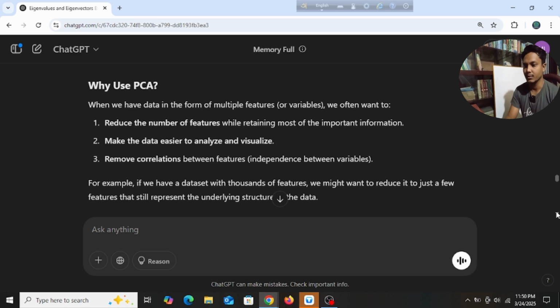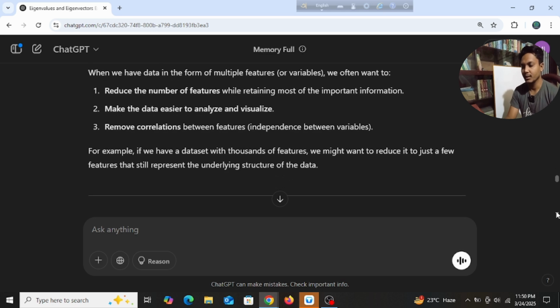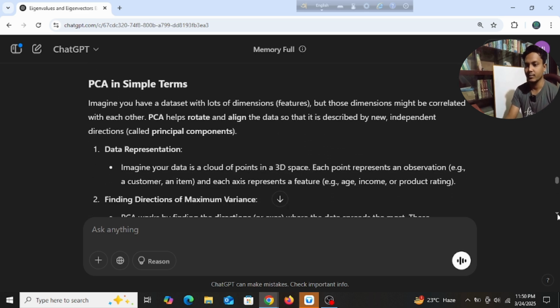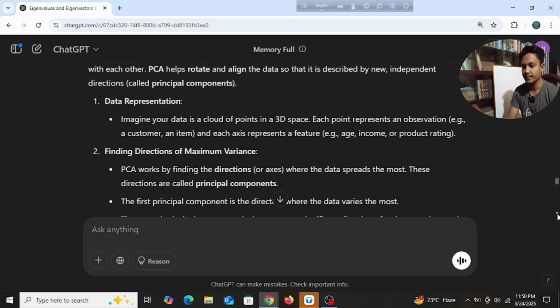You can see here, when you have data in the form of multiple features, reduce the number of features while retaining most of the important information, make the data easier to analyze and visualize, remove correlations between features. For example, if you have a data set with thousands of features, we might want to reduce it to a few features that still represent the underlying structure of the data. Okay, so PCA in simple terms: imagine you have a data set with lots of dimensions, but those dimensions might be correlated with each other. You can read this.